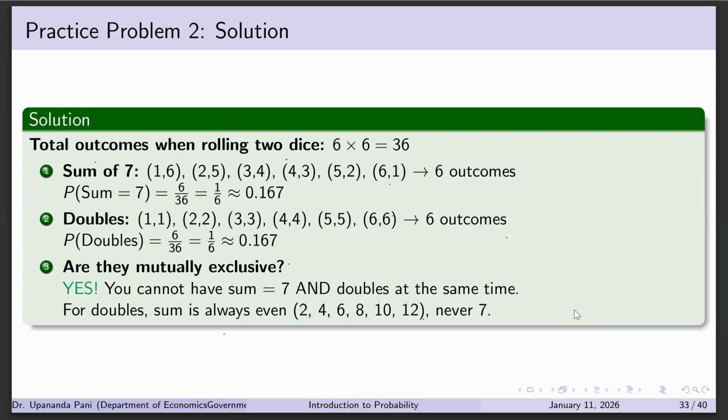Chinmay? Yes, sir. Sangeeta? Yes, sir. Okay, very good. I hope Shivani you are getting it, right? Yes, sir. Okay, very good.